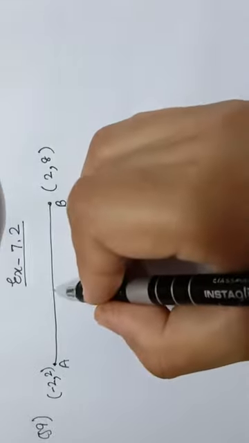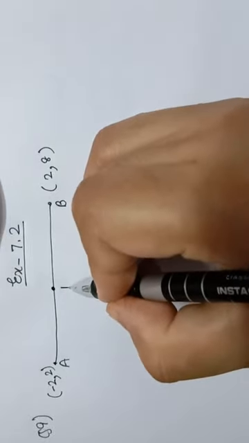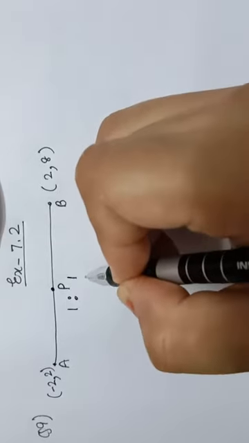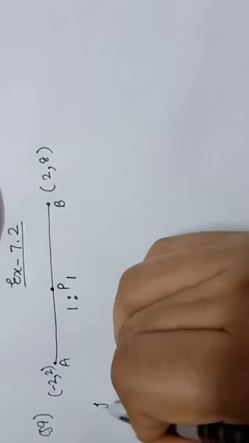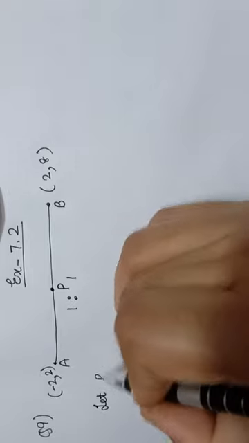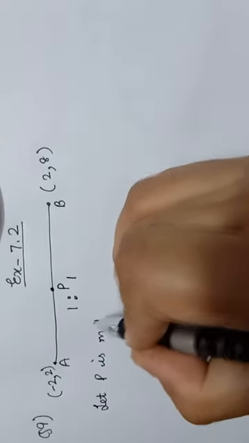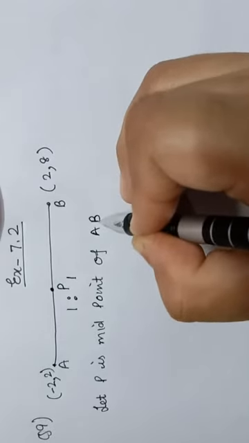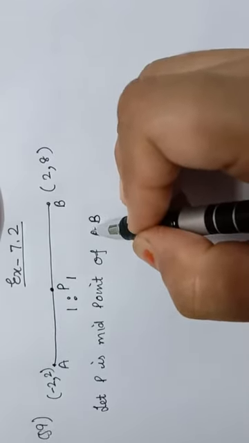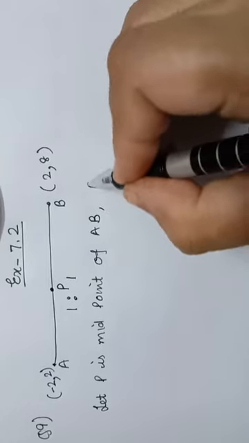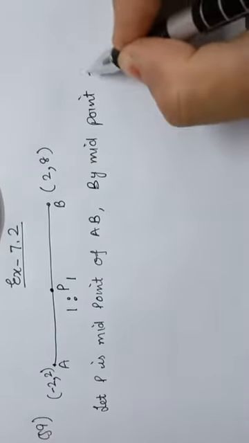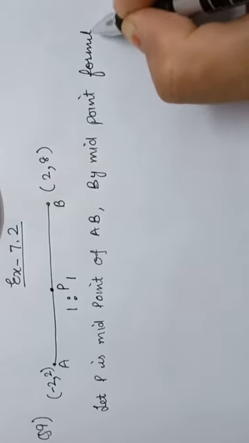So let us first do the half of this. Let P be the midpoint of AB. P divides the line AB in the ratio 1:1. By applying the midpoint formula, let us find the coordinates of P first.